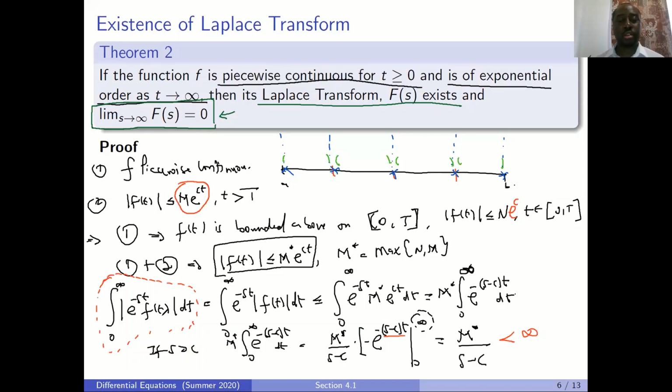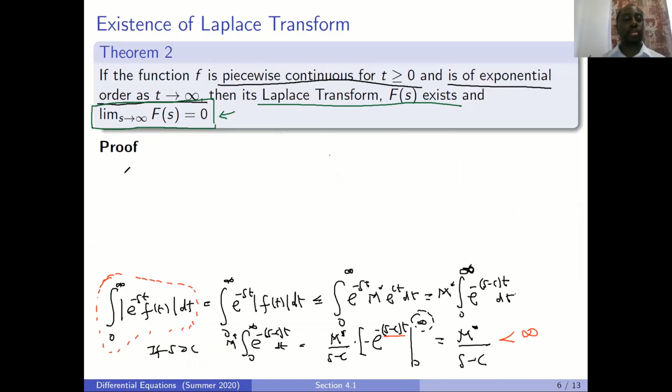Okay, so the integral is convergent. Now, how does this relate to the Laplace transform? Right now, the absolute value of my Laplace transform, the integral of e to the minus st f of t dt, is less than or equal to the integral from 0 to infinity of the absolute value of e to the minus st f of t dt.